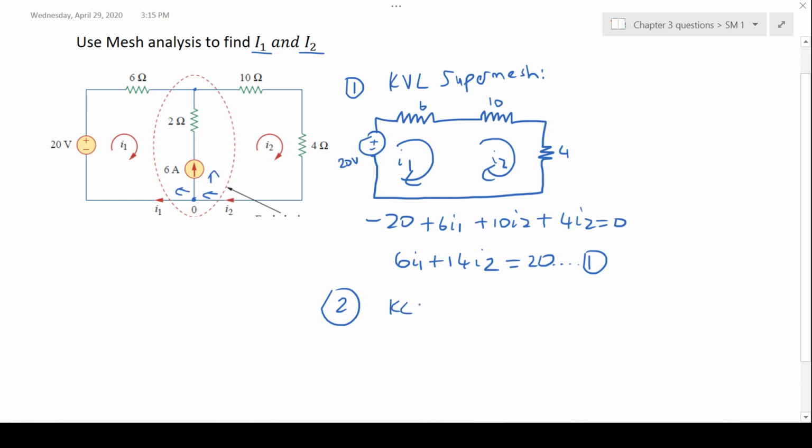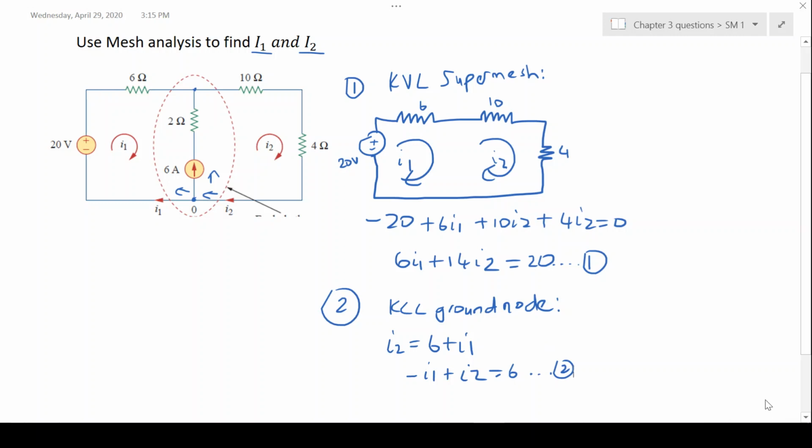So if we say KCL, and we specifically say this is the ground node, we're going to say I2 becomes 6 plus I1. So if we further simplify this, we would say minus I1 plus I2 gives us 6, and that's the second equation.